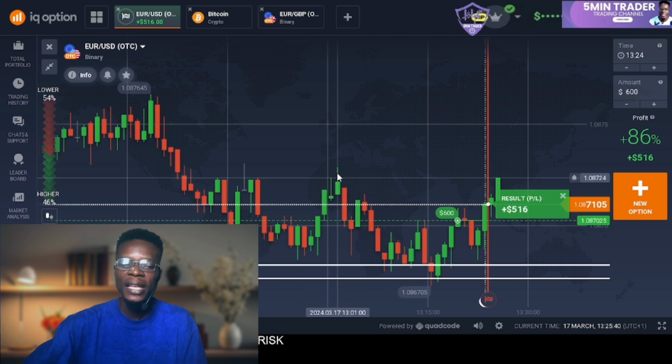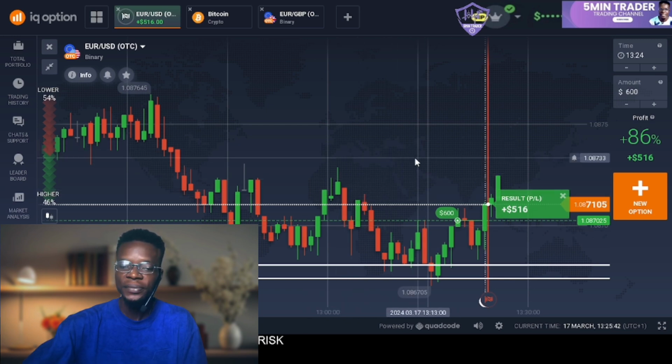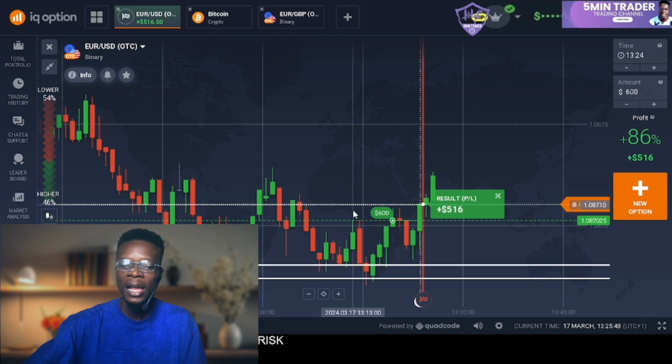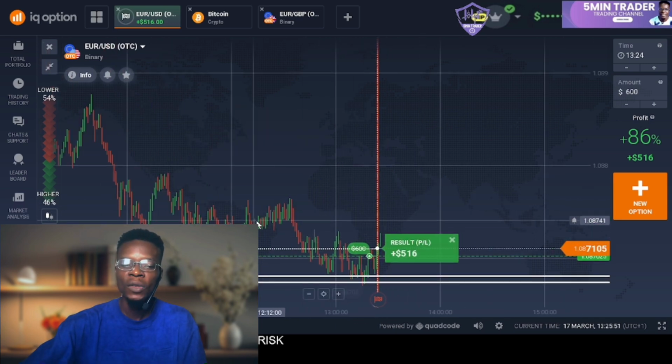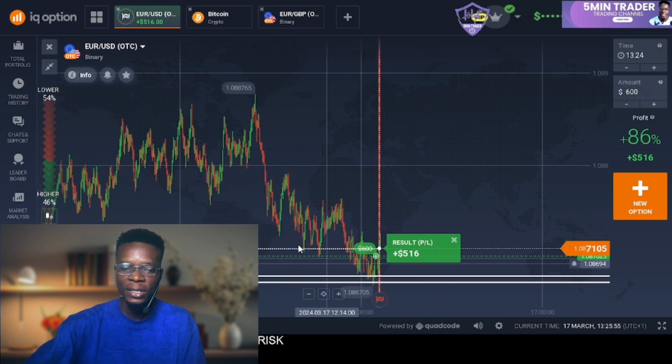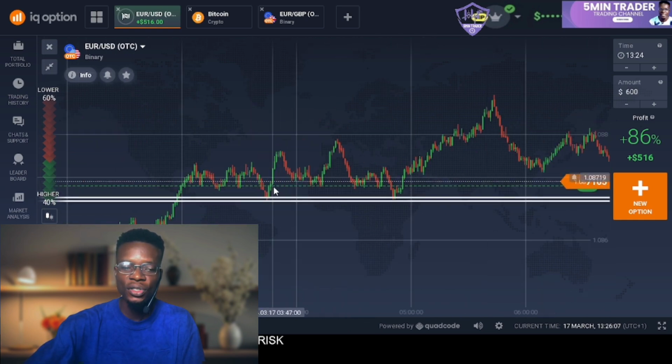But the price didn't create that minor uptrend as I was waiting. It didn't even create the range. The range is not even as clear as I want it to be. So I understand that the price fell down. It was respecting this previous low.